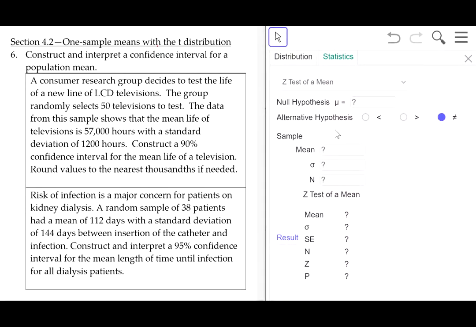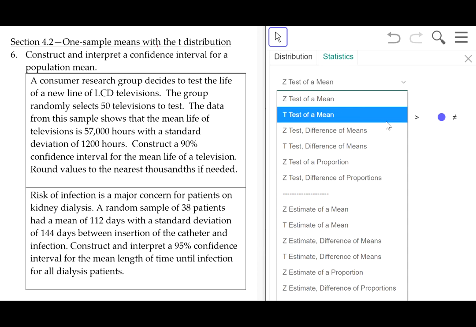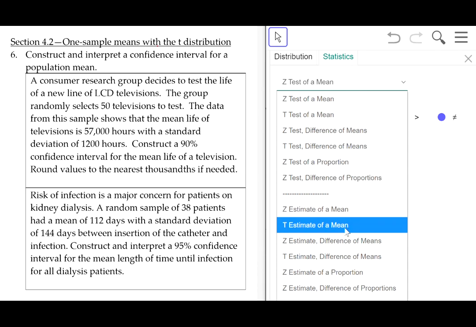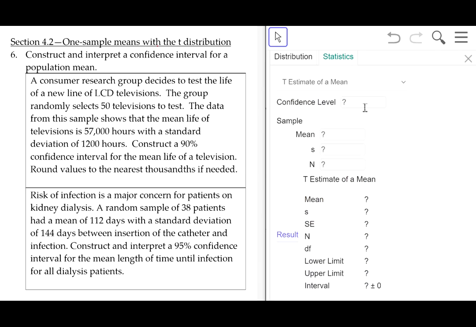I've opened up the probability calculator in the GeoGebra window and selected the Statistics tab. We're going to compute a t-estimate of a mean. Our confidence level is 90%, so I'll enter in 0.9. The mean that they gave us from the sample is 57,000, and the standard deviation is 1,200, using a sample of 50 televisions. When you calculate this, it gives the output right here.